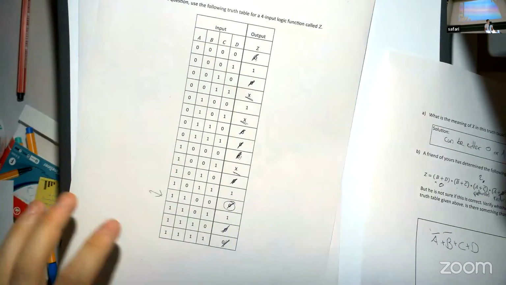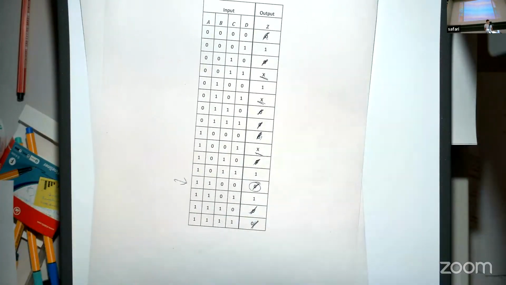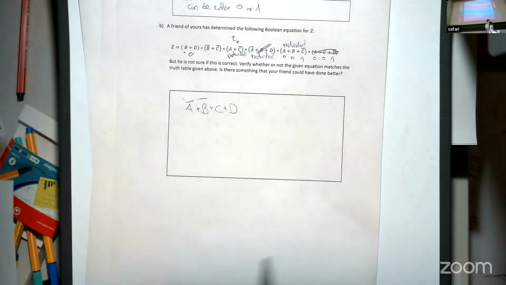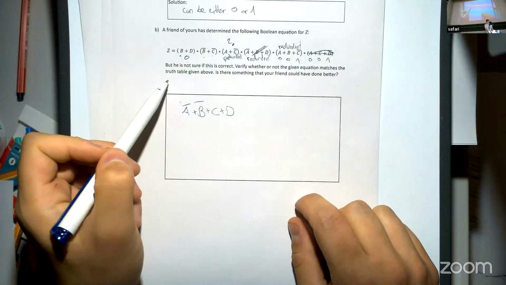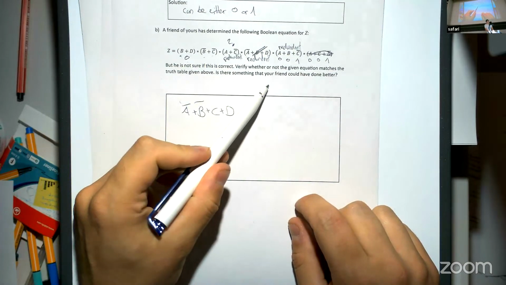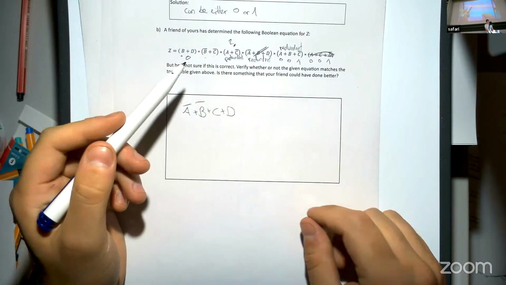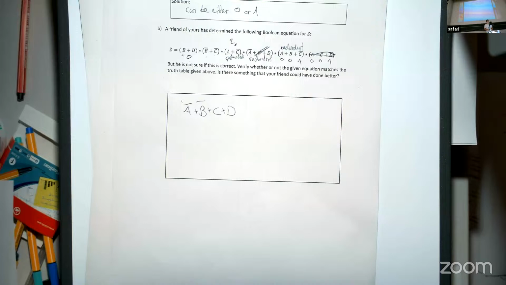There's a Zoom question? Do we need to mark the redundant cases? And what were we supposed to answer to that question? I mean, the question is formulated here as follows: verify whether or not the given equation matches the truth table. Is there something that your friend could have done better? Now, the redundant equations certainly could have been done better by just not having redundant equations. They don't affect the truth table. The truth table is wrong because there is one term that was wrong.